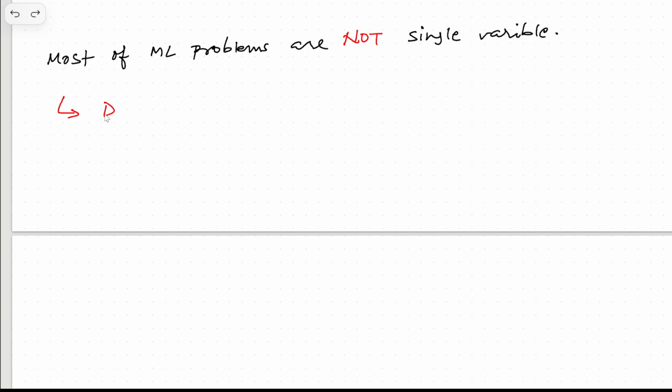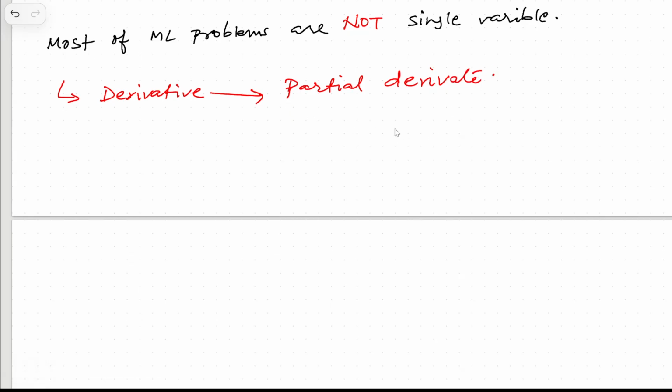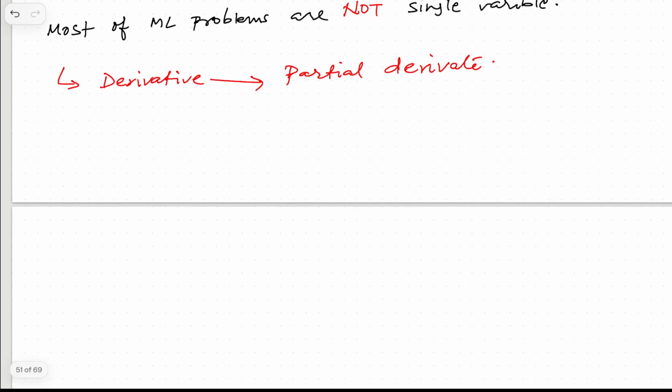So derivative becomes partial derivative. Partial derivative means we are calculating it partially. Partially means that since there are multiple independent variables, at a time we are considering only one of them as a variable and the others as constants. That's why it is called a partial derivative.